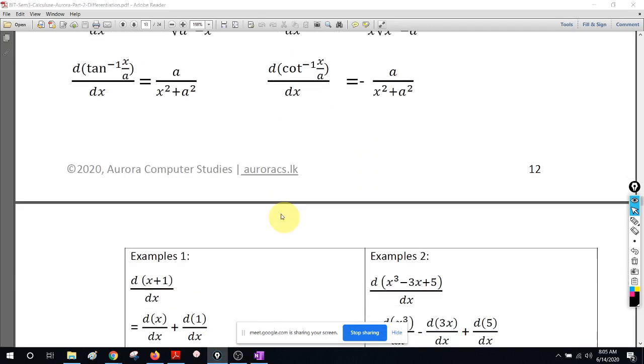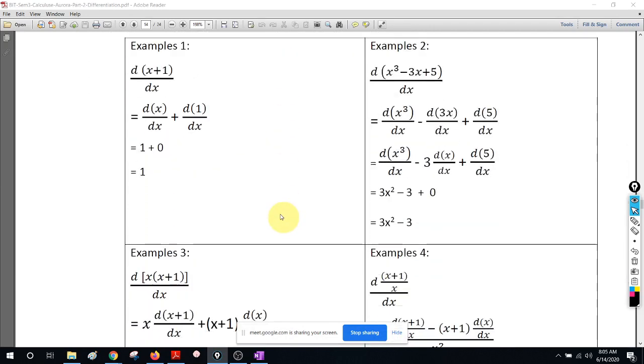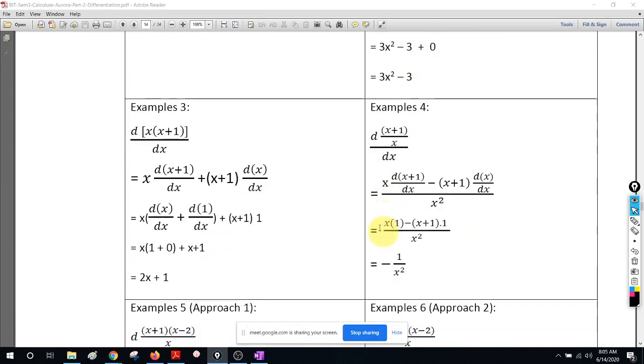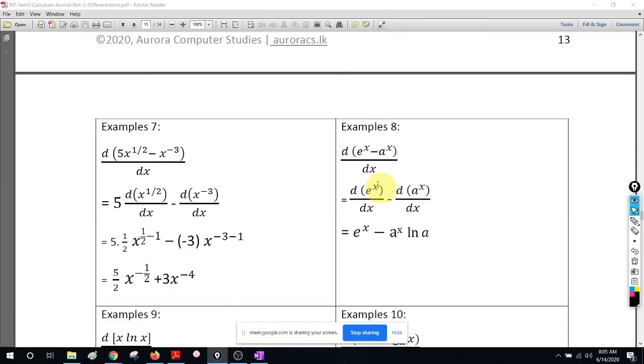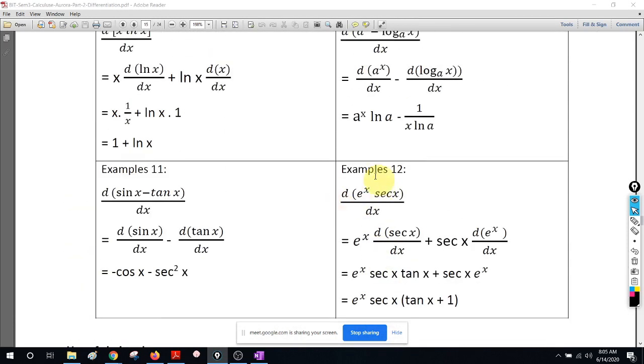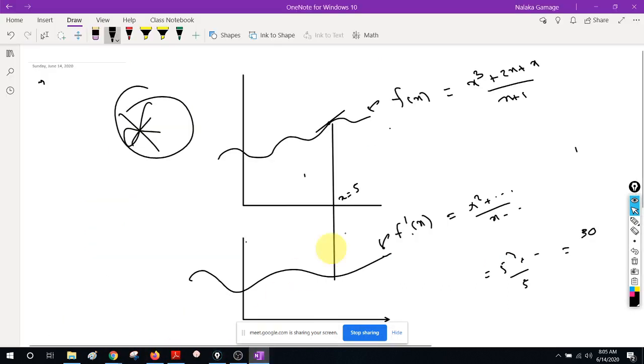Right, so now let's do some examples. There are some examples given. I did a lot of examples with you, and I have given a lot of examples here. I will do just a few examples with you. And so first I will write.